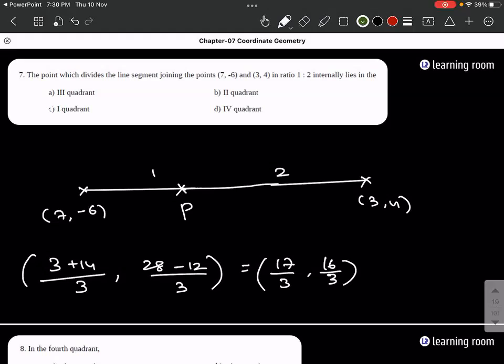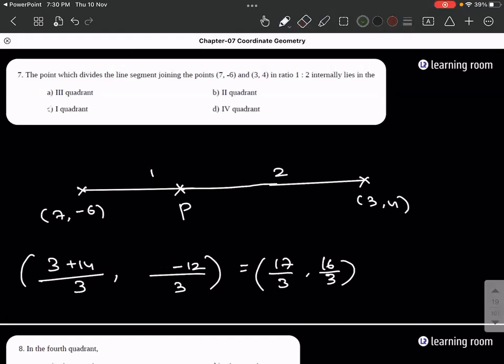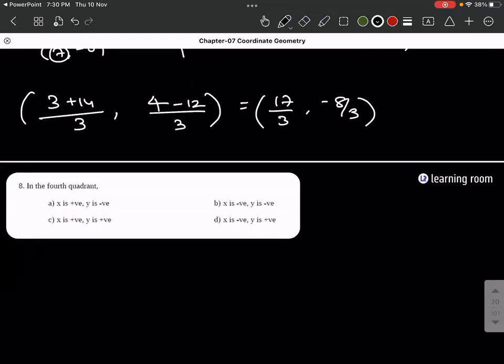But the option answer given is fourth. One minute. 17 by 3, minus 8 by 3. Oh, sorry. It's -8. I multiplied the 7. So it is -8 by 3. So the answer is fourth quadrant. In the fourth quadrant, simple. X is positive, y is negative.